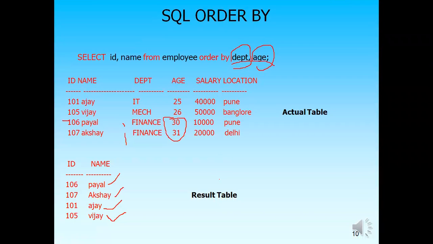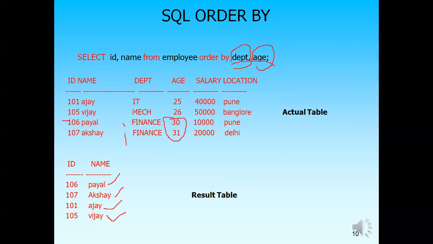Again, as I told you, you can use the order by clause with multiple fields. This is actually multi-column ordering, or it is called nested ordering. So for example here, first I want to order department wise, and after department wise sorting, I want to order the result age wise. So here is the example: select ID, name from employee, order by department, and then age. You can mention multiple columns here by giving a comma. By default, it will apply ascending order.